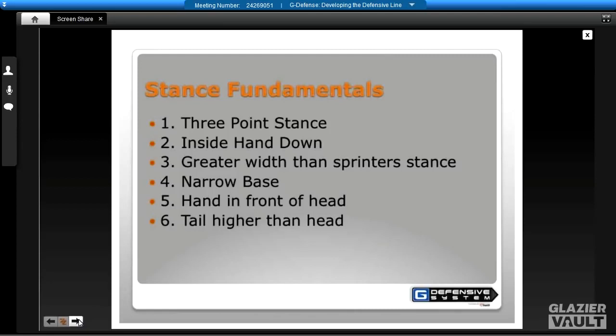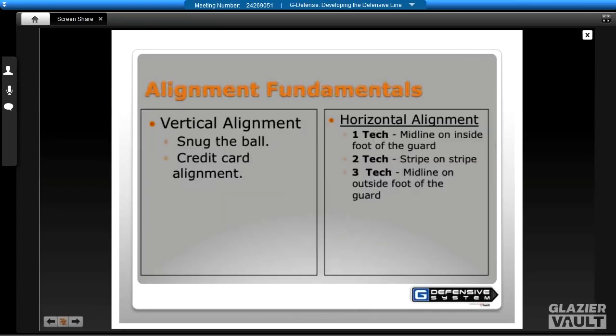So what we had to do is widen our feet a little bit, still a narrow base, but not huge. And we talked to our kids about having your hand in front of your head, tail higher than your head. When we talk about stance, we want to be able to get off and strike. We want to get off and strike.